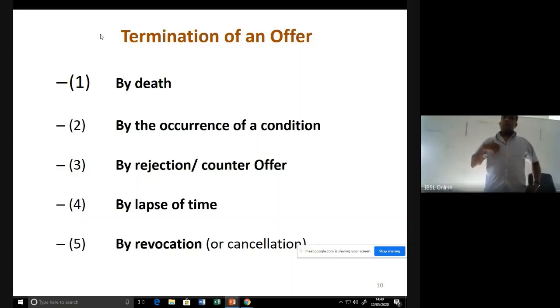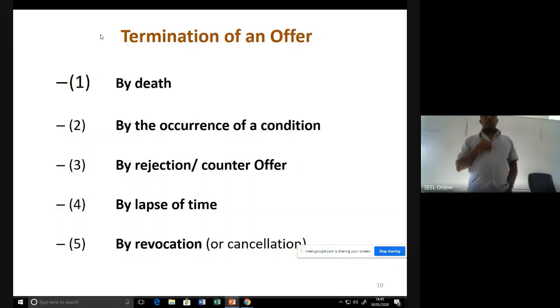For example, I say to Nimal, I sell my vehicle for 5 million. If you wish to buy, you have to accept before next Saturday. Now Nimal has time till next Saturday. But before he accepts, at any time I can revoke my offer.